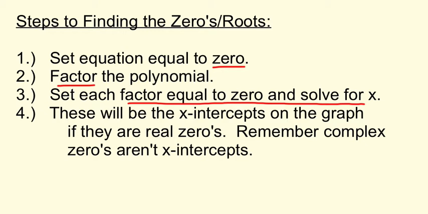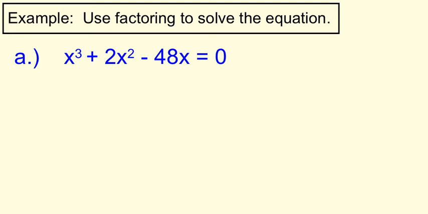These will be the x-intercepts on the graph if they're real zeros. If they are complex zeros, then they aren't going to have any x-intercepts. So here's our first example. Use factoring to solve this equation.